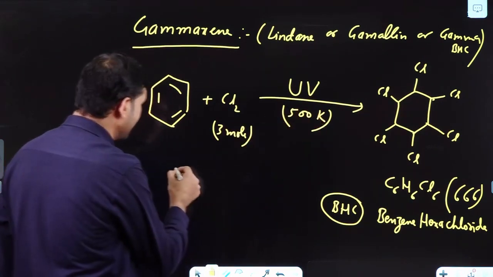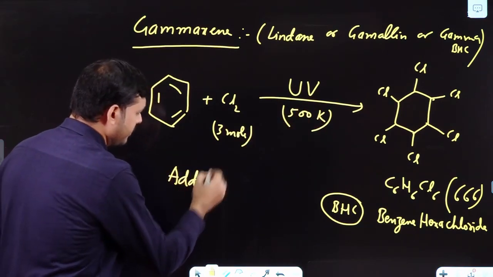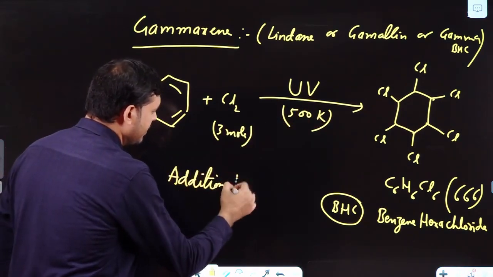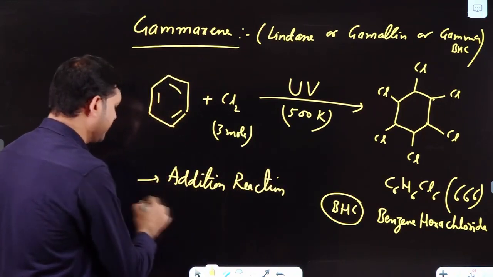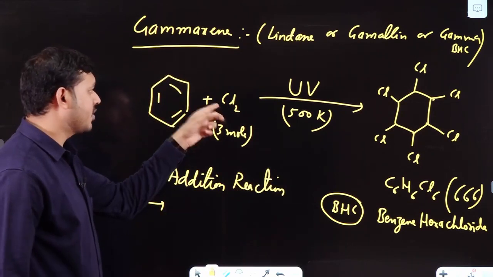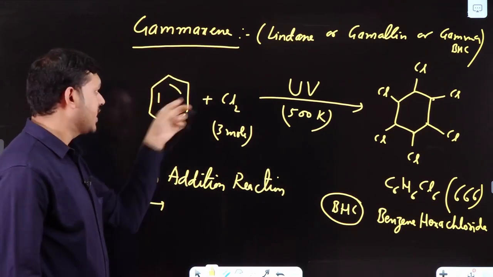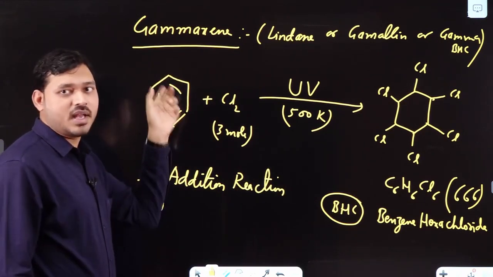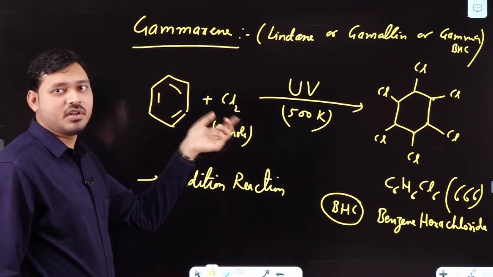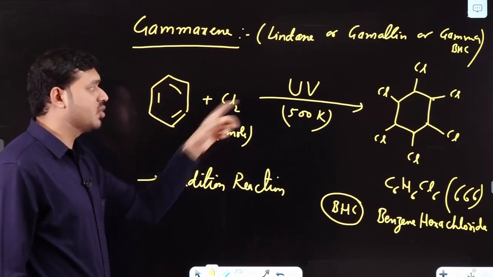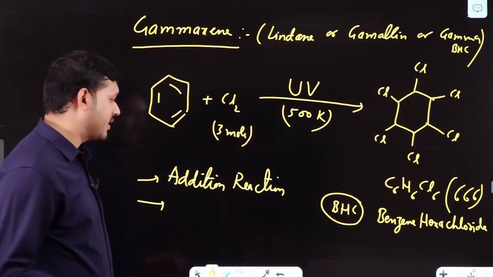See, this reaction is called an addition reaction. Okay. Here 3 moles of chlorine have been added. Alkene, benzene is also an alkene, right, which acts as a nucleophile, and this is here as an electrophile. So it is an addition reaction. 3 moles are added, 6 chlorine atoms. Okay.